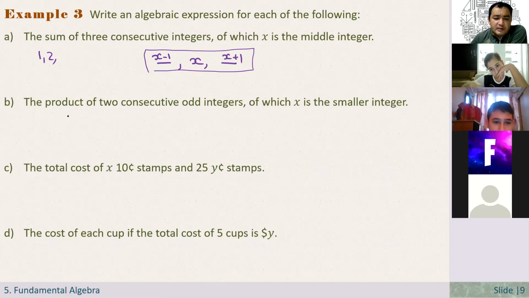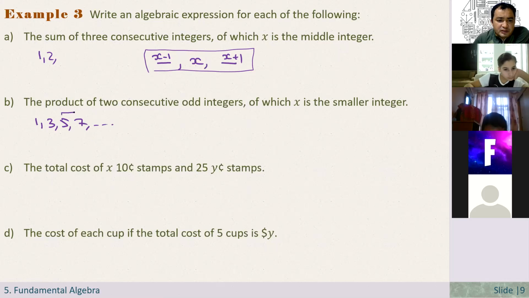How about question B? The product of two consecutive odd integers, of which x is the smaller integer. When you write odd integers, 1, 3, 5, 7, and so on, if you take any two consecutive odd integers, the difference between them is 2. So if x is the smaller integer, the next integer should be x plus 2. But why not 3 and 5? Because 3 is also odd, it's the same thing. Here we are just talking in general. If the smaller one is x, the next one should be x plus 2.